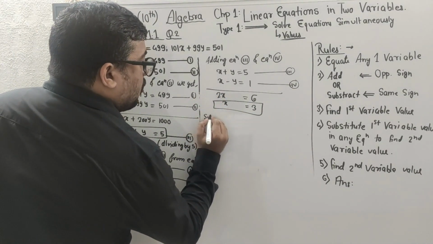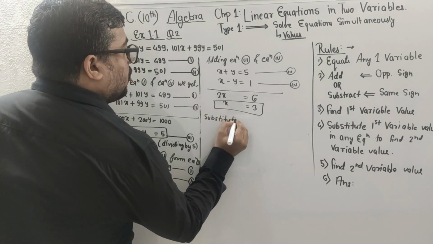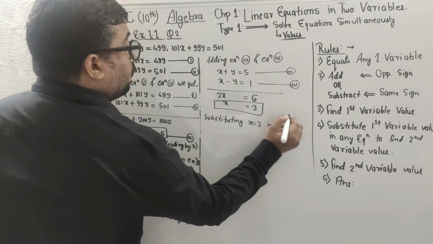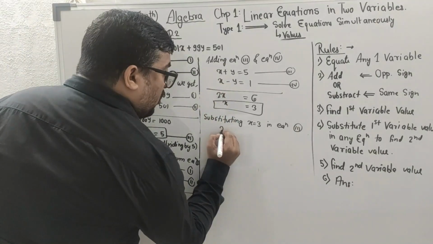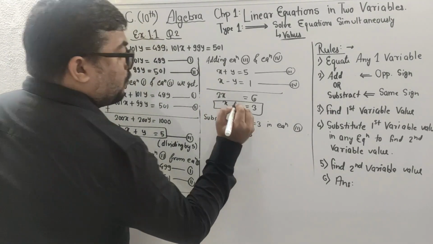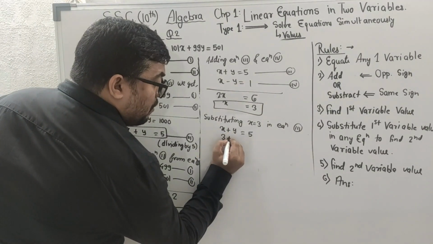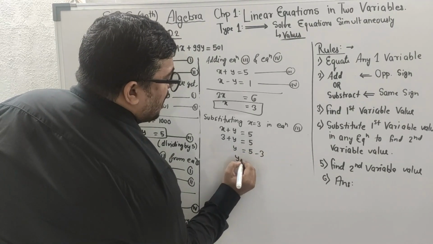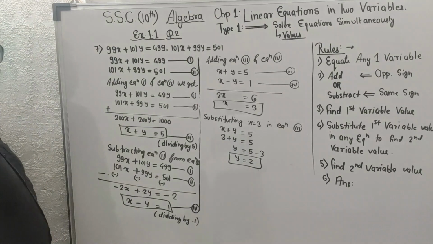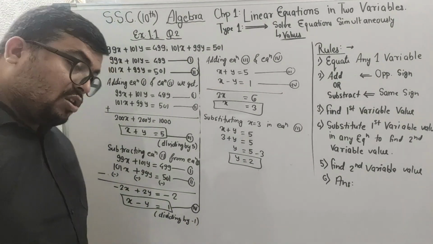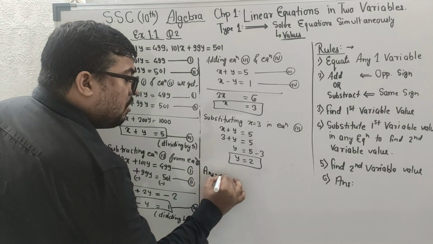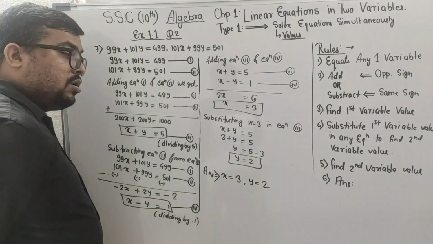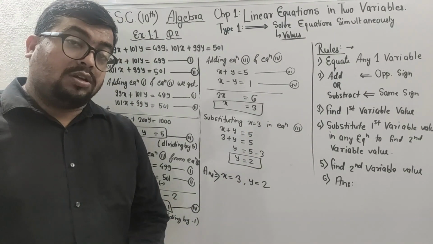Substituting this value, x equals 3, in equation 3. Now put in the value. So what is equation 3? x plus y is equal to 5. x is equal to 3, so 3 plus y is equal to 5. So y will become 5 minus 3. What is the value of y? 2. You got the value of both the variables and you have solved the equation. Finally, you will write the answer: x is equal to 3 and y is equal to 2. In this manner, beta, you will solve this question.